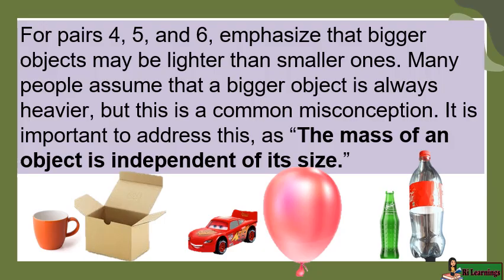For pairs 4, 5, and 6, emphasize that bigger objects may be lighter than smaller ones. Many people assume that a bigger object is always heavier, but this is a common misconception. It is important to address this, as the mass of an object is independent of its size.